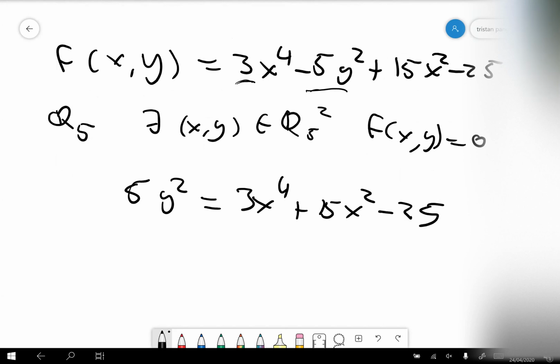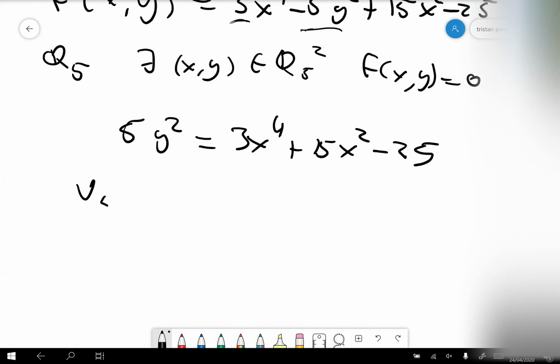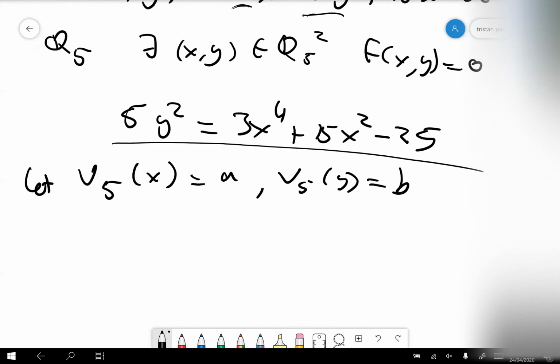So we have y's on one side, x's on the other side. And then if we consider the valuations of both sides, first of all, I'm going to say the valuation of x is a, and the valuation of y is b. So if we take valuations of both sides of this, we should get equality. So the valuation of 5y squared: we have 1 power of 5 from the 5, so that gives us a +1. And then we have twice the powers of 5 inside y, so we get 2b plus 1.